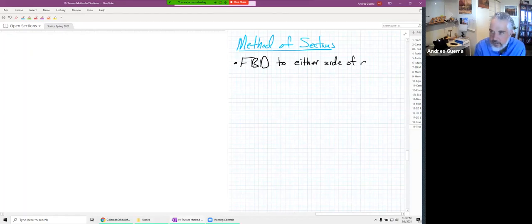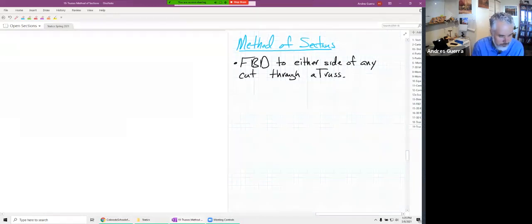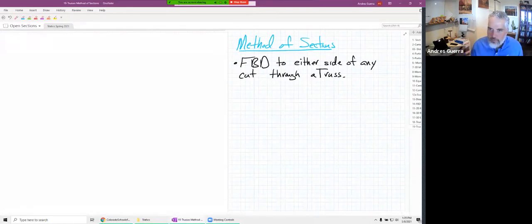of any cut through a truss. So everything else is still the same. We're still going to draw all of our unknowns in tension. We still have all two force members. We still have all triangular shaped outlines.